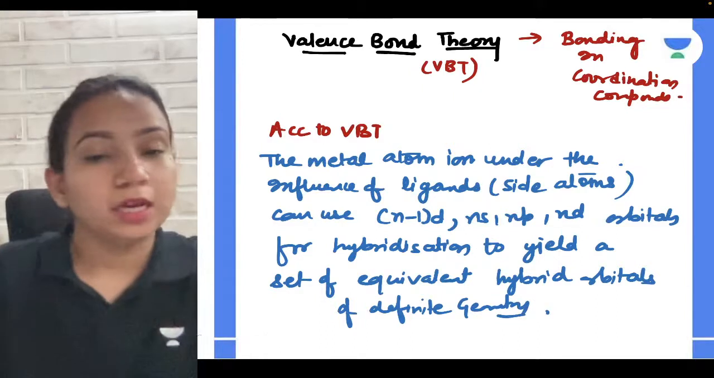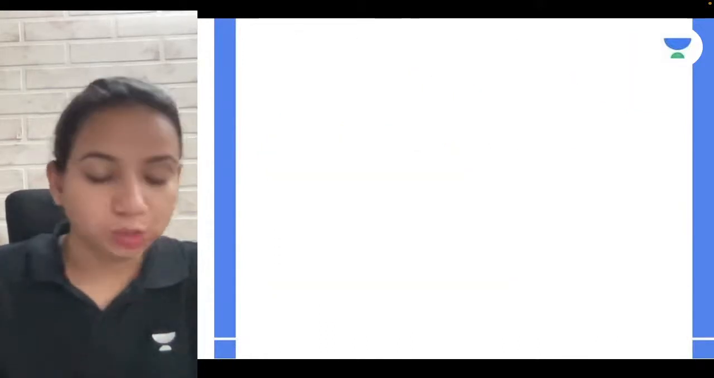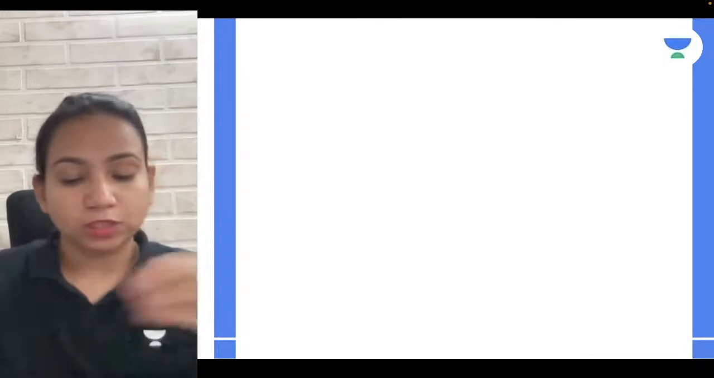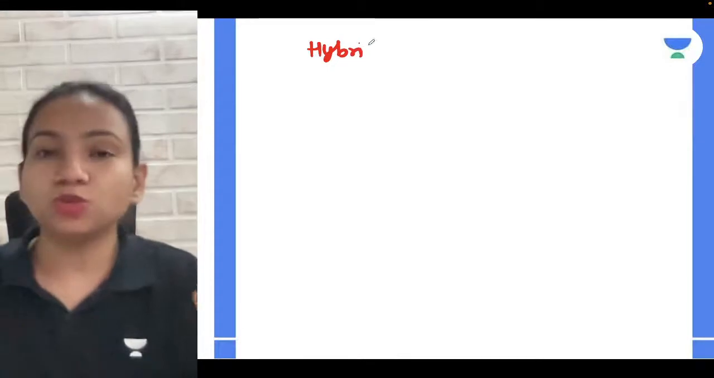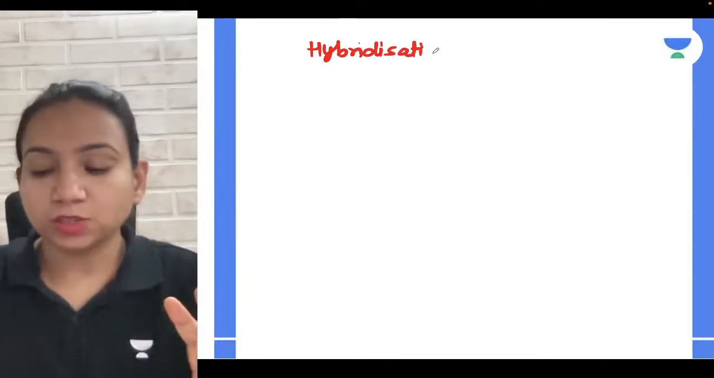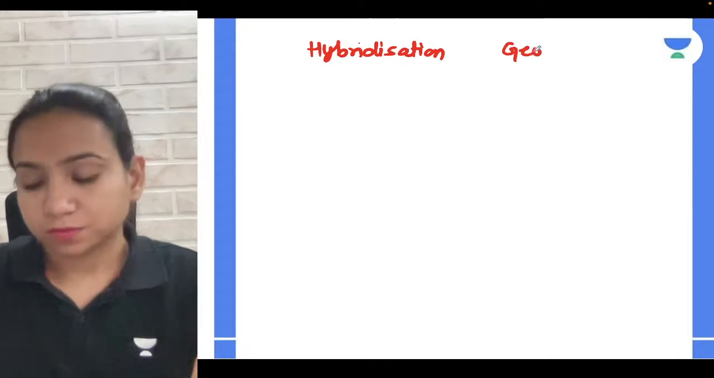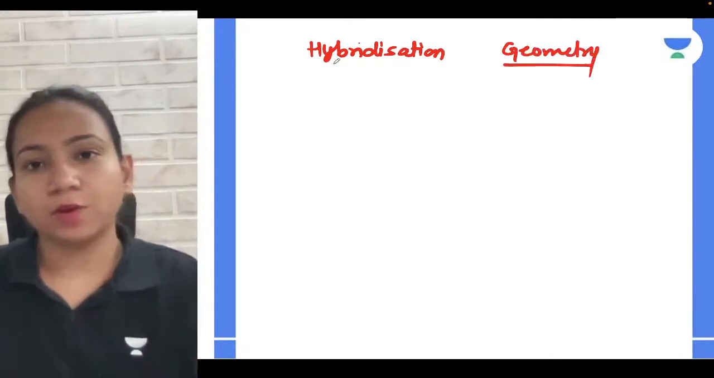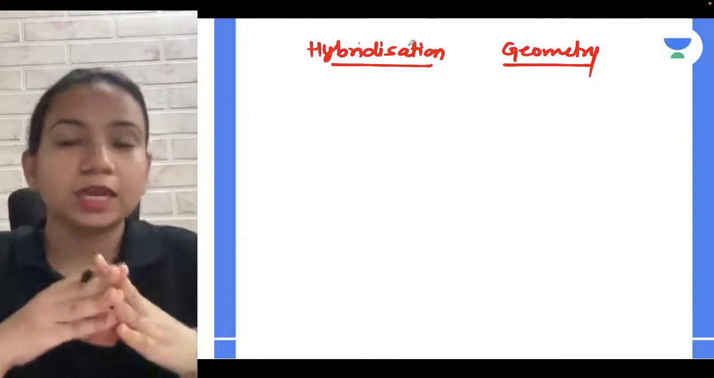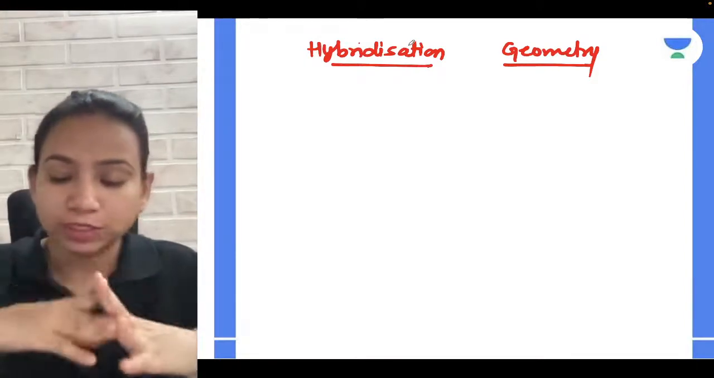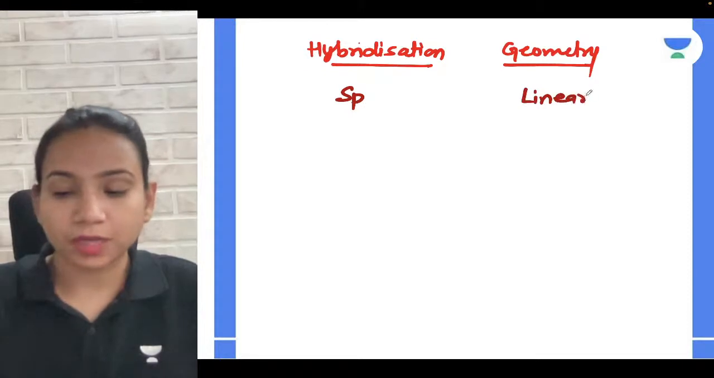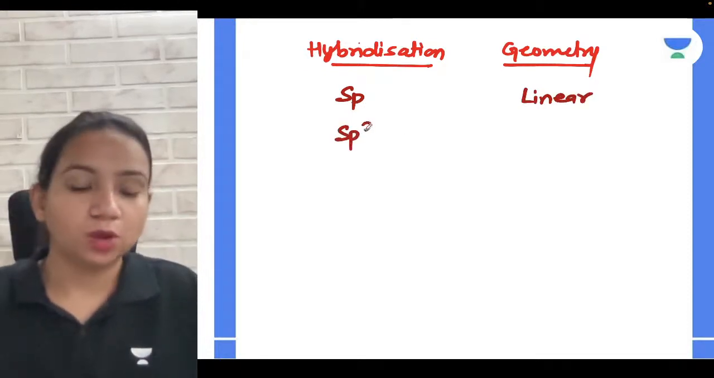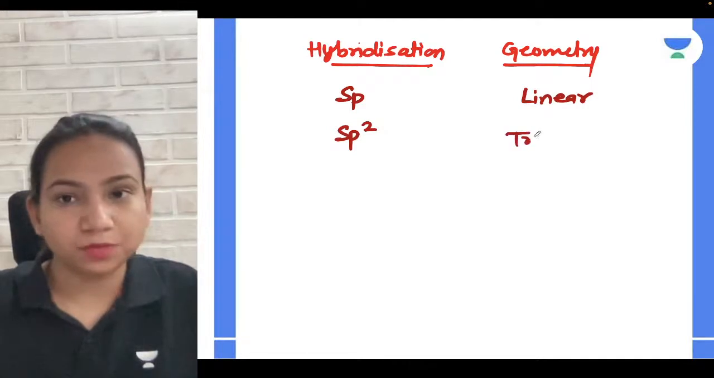Now, all of you must know that the geometrical shape depends upon the hybridization. Yes or no? Depending upon the hybridization, can you get to know what the geometry will be? You must have learned that in 11th standard, right? If the hybridization is sp, we used to say the geometry is linear, correct? If the hybridization is sp2, we can say the geometry is trigonal planar.